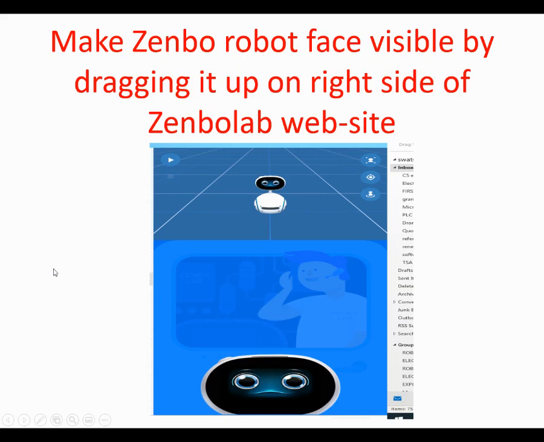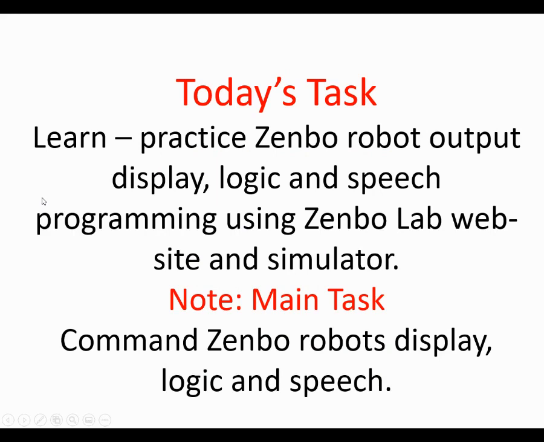When you get to the Zenbo Lab website, remember the simulator is on the right side. That's where it shows the robot. I'm circling right here. That's Zenbo. And down along the bottom, you have to click the very bottom edge to get the face to come up. What we're going to do today is practice coding these Zenbo outputs: display, the logic, the speech. That's the main thing for today.